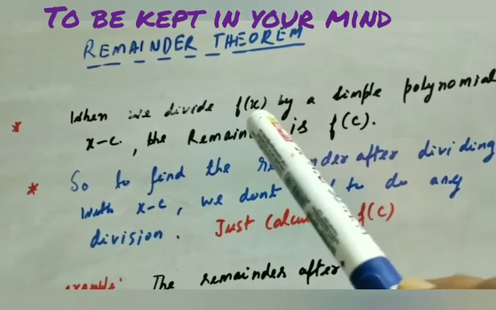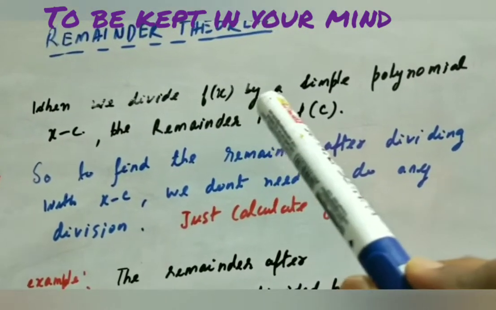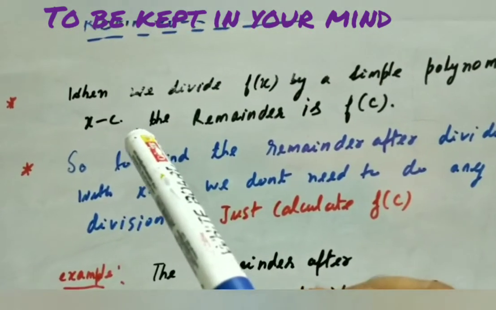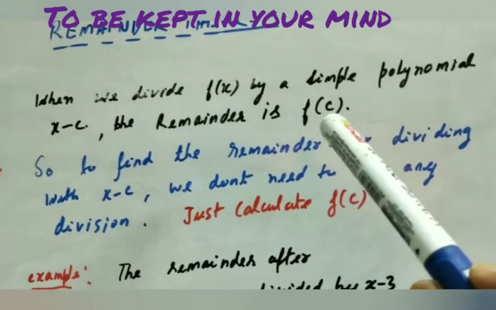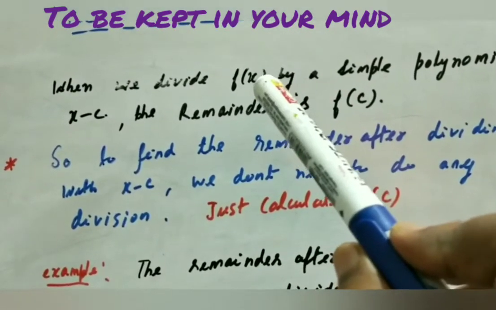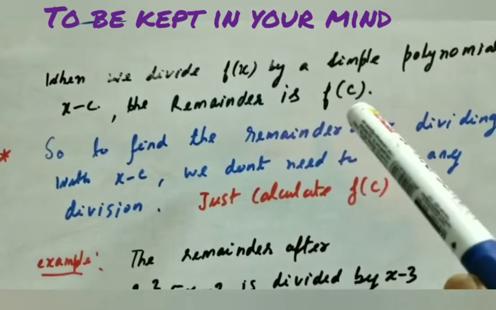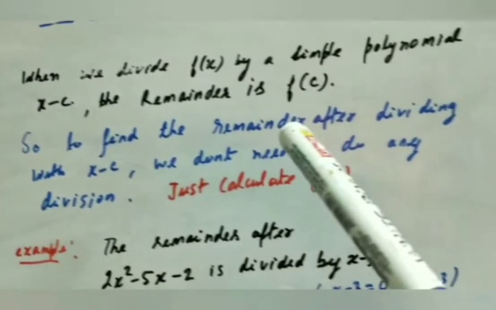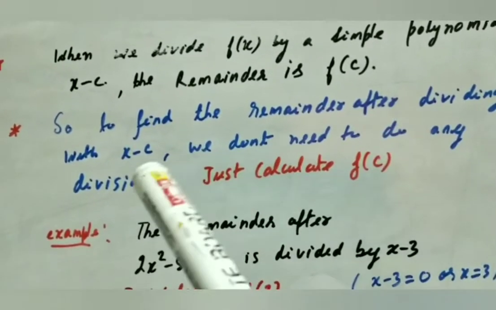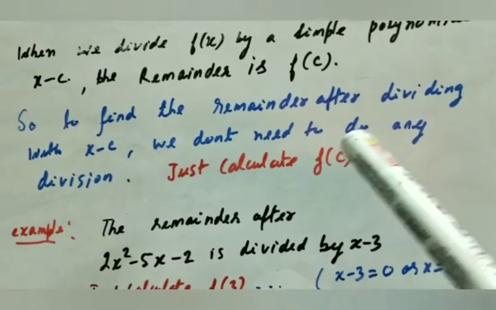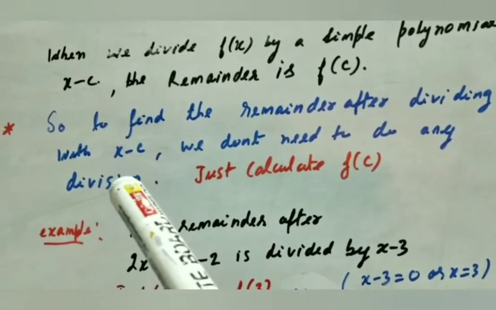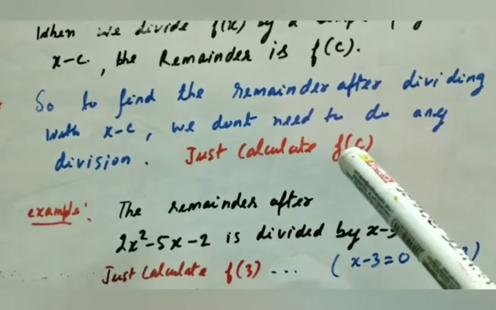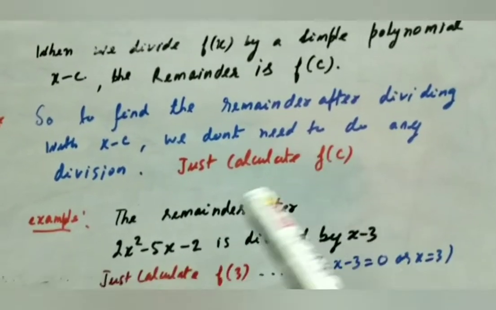It's a polynomial. When we divide a polynomial by a simple polynomial x minus c, where c is a constant, the remainder is f(c). Now x is independent, f(x) depends on x. So this is the value of x, x is equal to c. To find the remainder after dividing by x minus c, we don't need to do any long division method. Just calculate f(c). It's a shortcut method. It's a method to avoid the long division method.